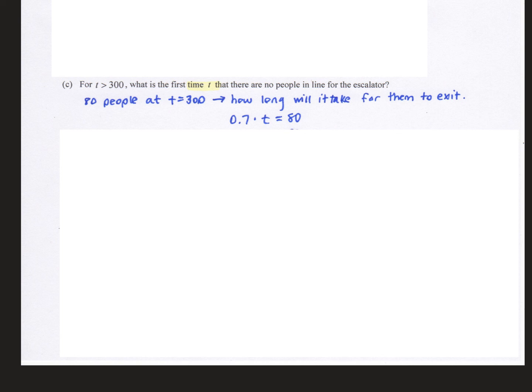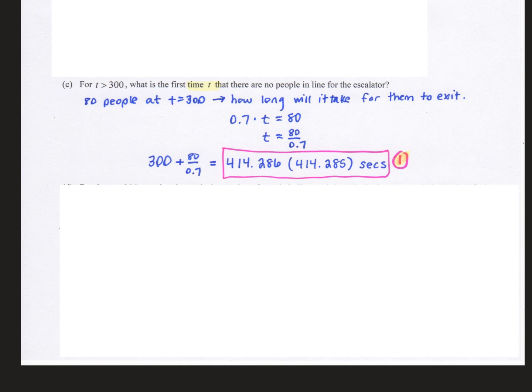If I divide both sides by 0.7, that's going to tell me what that time is. And I just add that to that initial time of 300. And that will give me this answer of 414.286 or 285. And that answer itself is just worth a point.